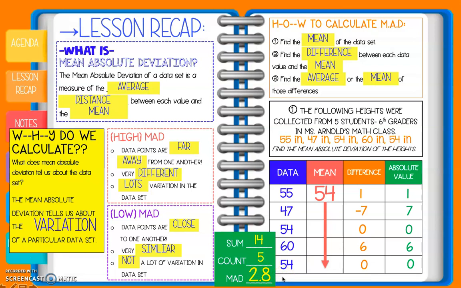Now if we look at that number, 2.8, we can see that it's a pretty small number, and we can assume that there's not a lot of variation in our data set, that the data points are pretty close together. And if we look at our data, that is absolutely true. There's not any numbers that are super far spread out. They're all pretty close together, and therefore they're close to the mean, which means they have a low mean absolute deviation.